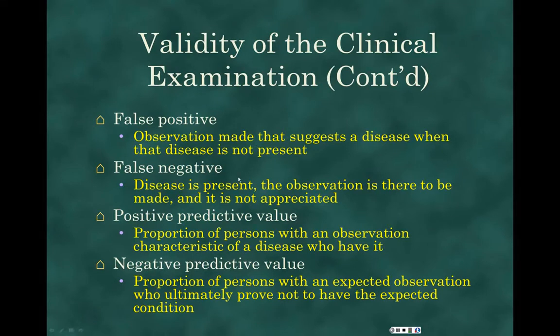False positives and false negatives: a false positive is the observation made that suggests a disease when that disease is not present, and a false negative is when the disease is present, the observation is there, but it is not appreciated. Positive predictive value is the proportion of persons with an observation characteristic of a disease who have it, and negative predictive value is the proportion of persons with an expected observation who ultimately prove not to have the expected condition.